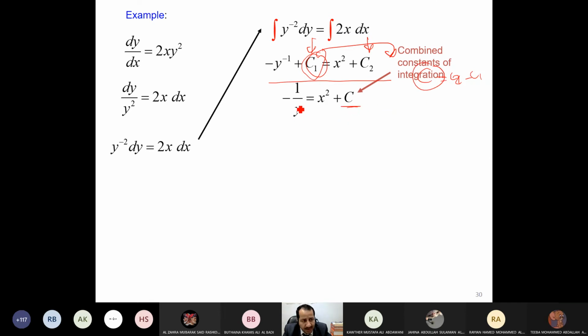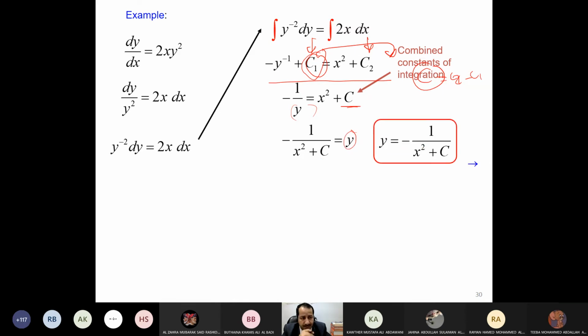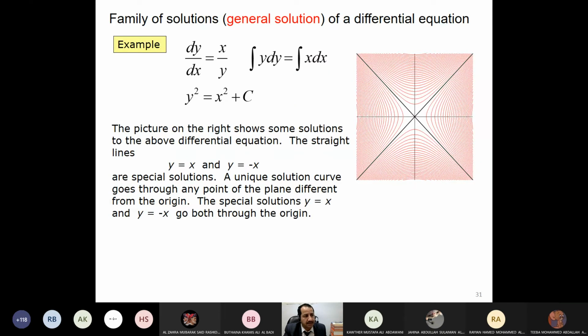I want to make it y equals something. So I will rotate my equation, reciprocal, and multiply by minus. Now y equals this expression. Now the name separable means separate x from y. You need to focus on this. Separable means separate x from y.